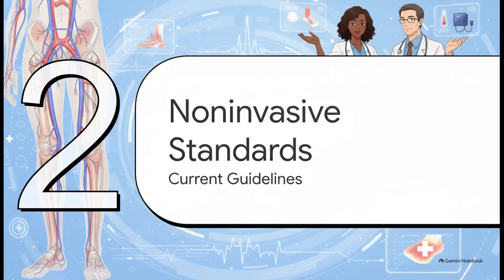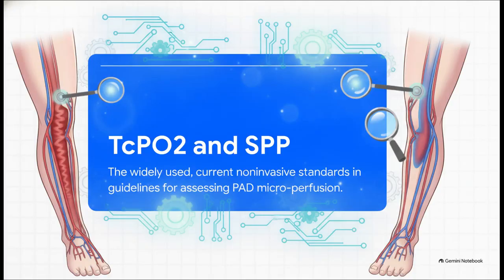Recognizing this macro versus micro blind spot is step one, because it fundamentally changes how you need to evaluate a threatened limb. Moving right along, Section 2, the current non-invasive standards. To try and fix this microvascular blind spot, current vascular guidelines lean heavily on two standard non-invasive methods: transcutaneous oxygen measurements, or TCPO2, and skin perfusion pressure, SPP. Now, these are widely accepted standards, and you're absolutely going to see them on the FRCS, but just recognizing the acronyms isn't enough. You actually need to know the mechanics of how they work.